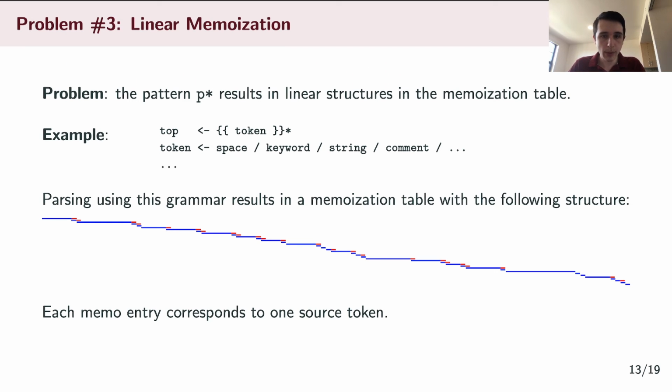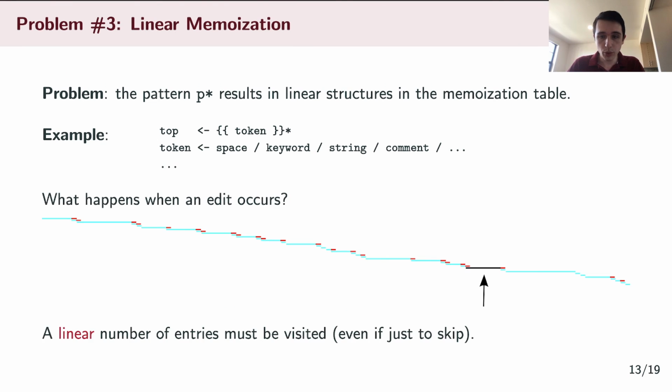This may also be a linear time operation because maybe we have a grammar that looks like this, sort of a syntax highlighting grammar, where there's at the top level a memoized p star. So when we parse using this grammar, we're going to get this sort of linear structure to our memoization table, where each of these entries is going to correspond to one token of the source code.